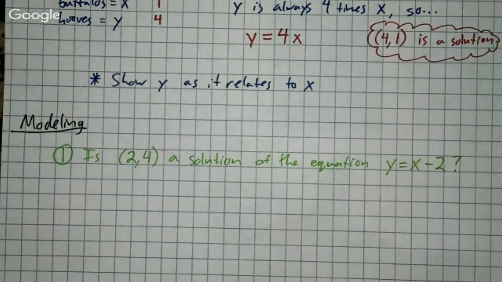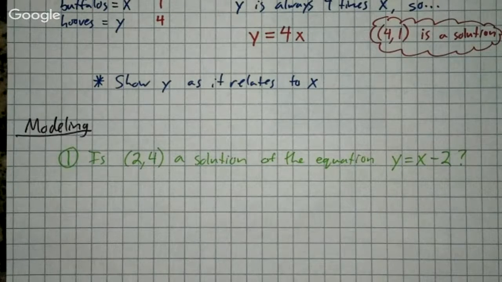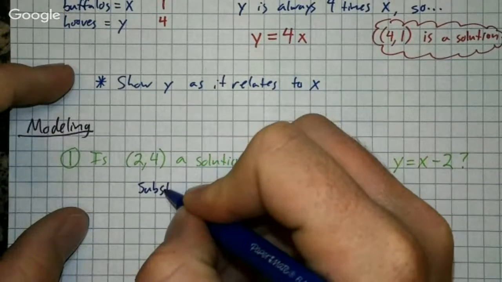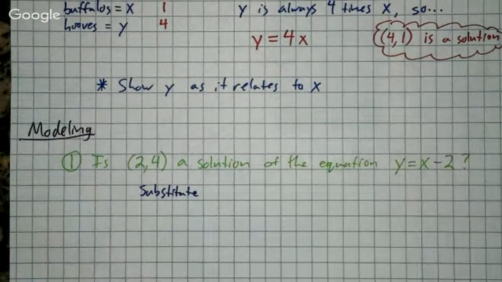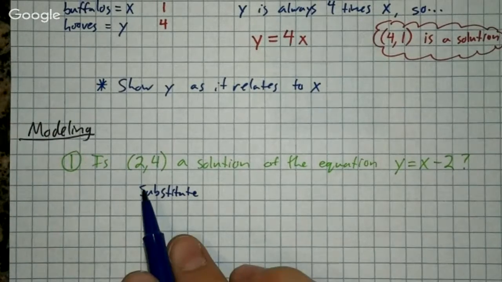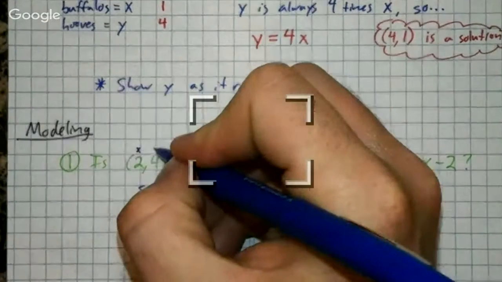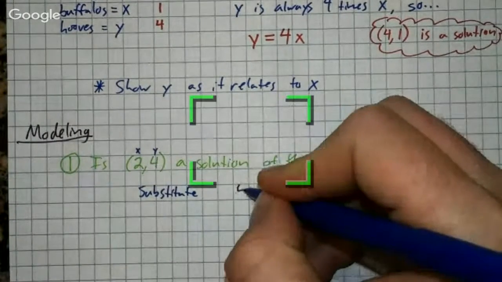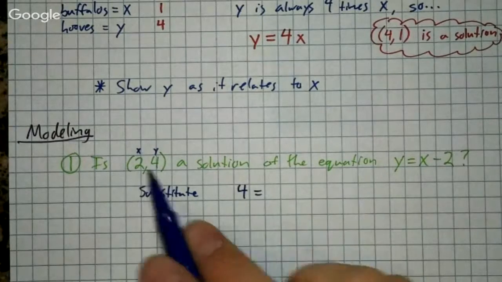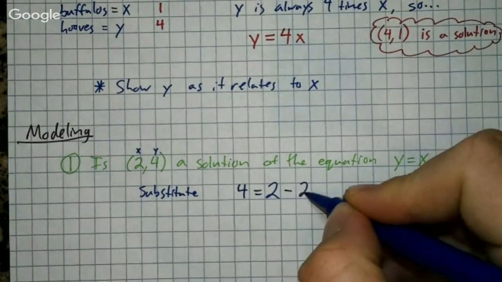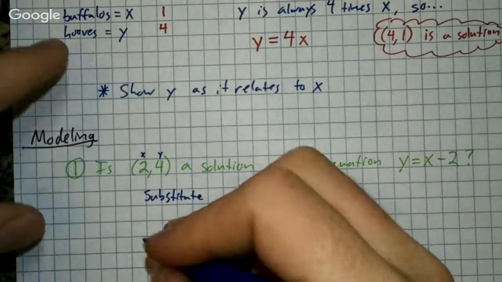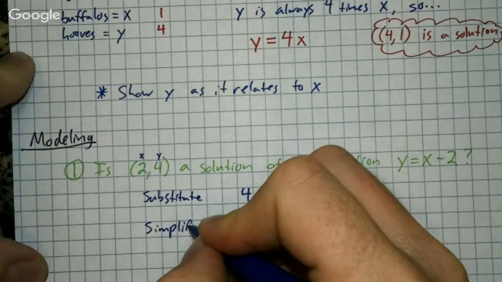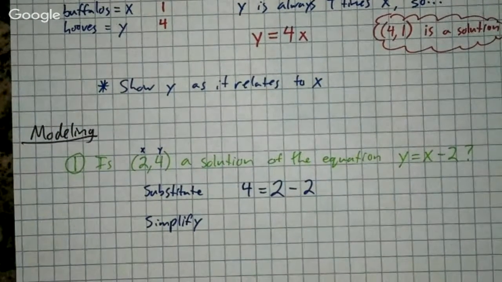So if we're looking at that ordered pair, is that ordered pair going to be a solution? Well, let's go take a look. First of all, you're going to go ahead and substitute. So you're going to substitute the X and the Y value. Remember, here's our X and here's our Y. You're going to substitute those values into our equation. So the first thing is our Y value is going to be 4 equals our X value is going to be 2 minus 2. Then you simplify. Now that you've substituted, you're going to simplify.